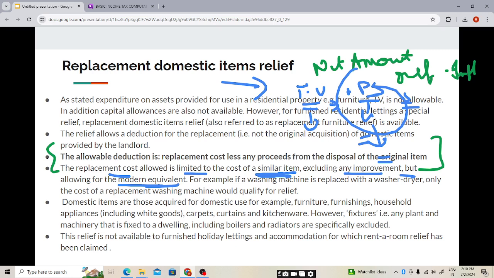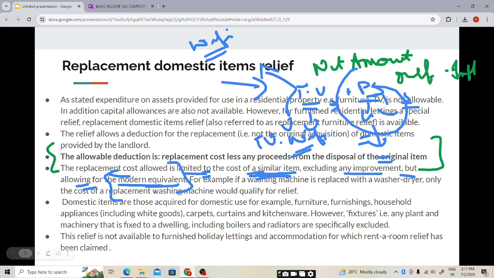So the relief says that the replacement cost is allowed and is limited to the cost of a similar item. Only a similar item you can purchase. TV to a TV, you can't replace a TV with TV plus PS5, but you can, allowing for a modern equivalent. Now the TV which you purchased first was not a Wi-Fi TV. First you purchased a TV which did not have a Wi-Fi connection, but now you are replacing the old TV and purchasing a TV with Wi-Fi, because that is the modern equivalent.